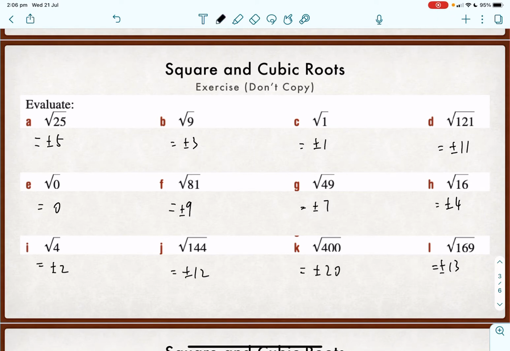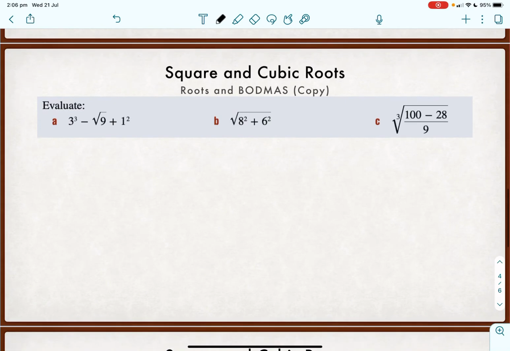Now, let's move on. So how do root fall into BODMAS? Root can be included as an order as well. So basically bracket is always first, and then order, which means indices.